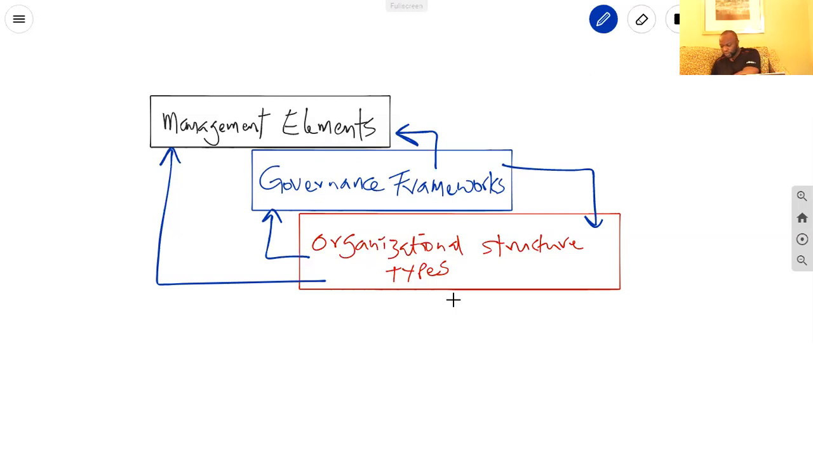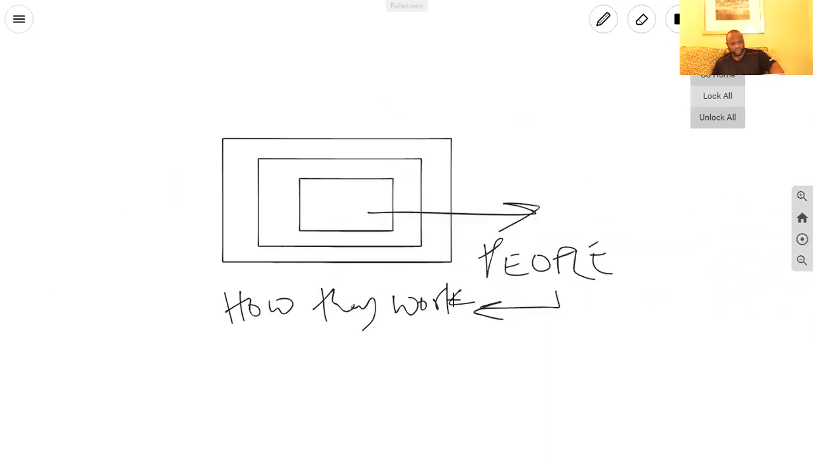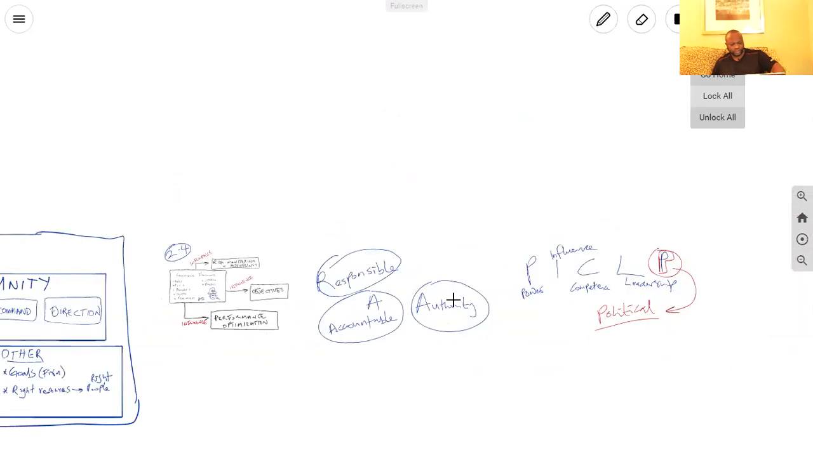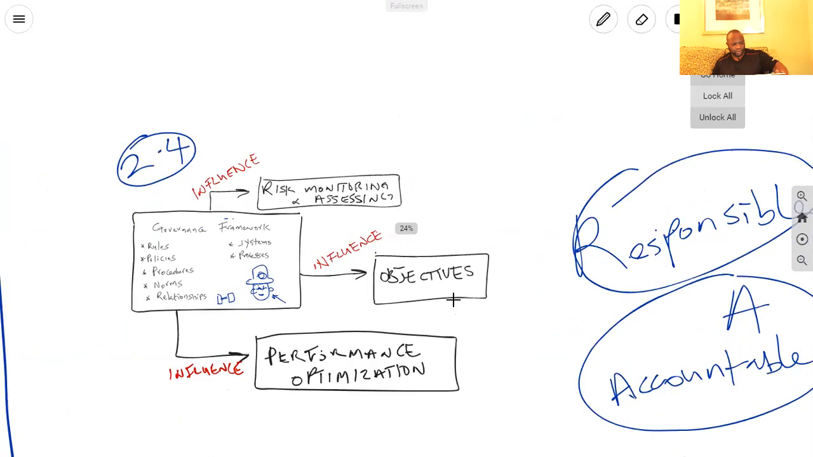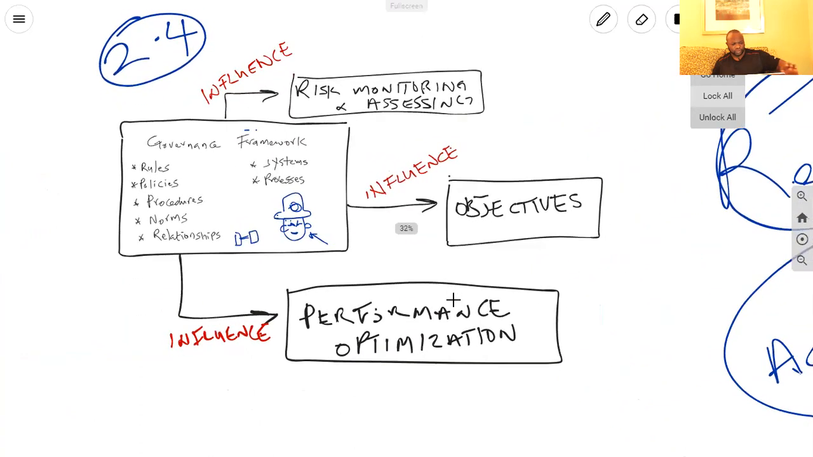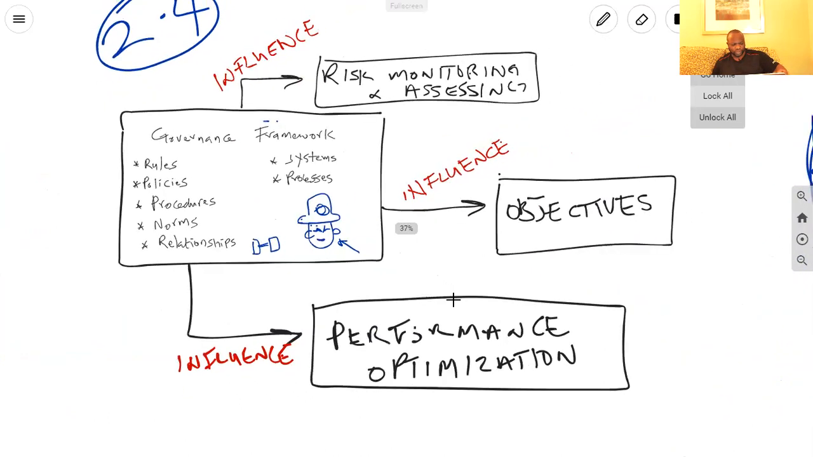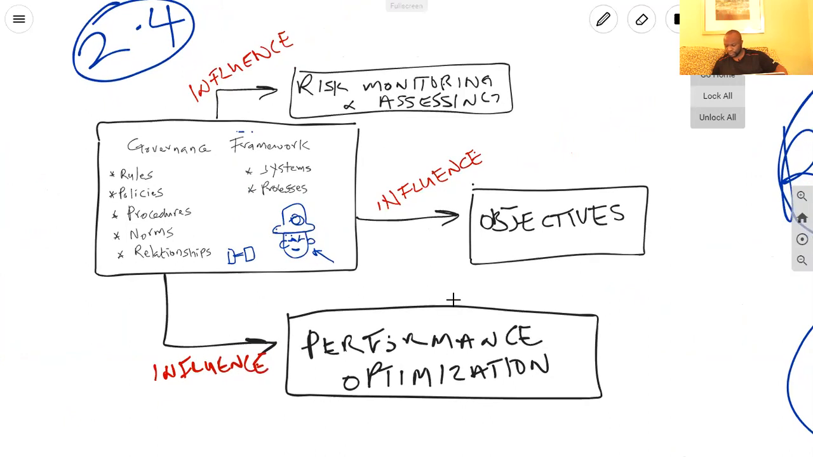Okay? Governance frameworks, that is the framework within which authority is exercised in the organization. And then we went on to talk about these specific aspects of the governance framework. We said the governance framework includes rules, policies, procedures, norms, relationships, systems, processes. It's the framework within which authority is exercised.